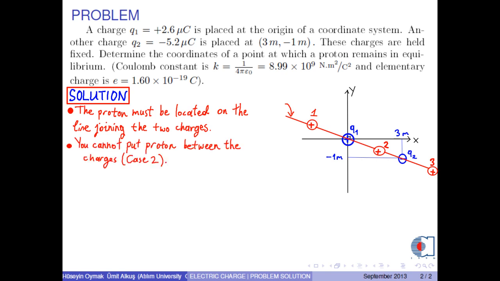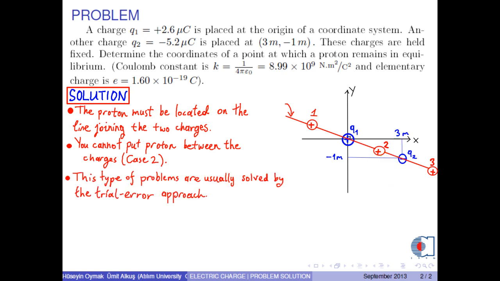You cannot put the proton between the charges, because as shown in case 2, the Coulomb force on the proton due to Q1 is a repulsive force, and the force on the proton due to Q2 is an attractive force. According to this configuration, the proton moves towards Q2. However, according to the problem, the proton should not move. This type of problem is usually solved by the trial-and-error approach.